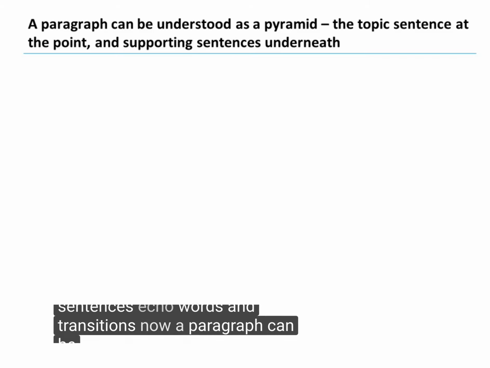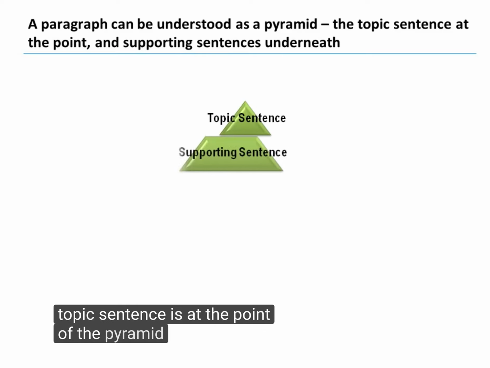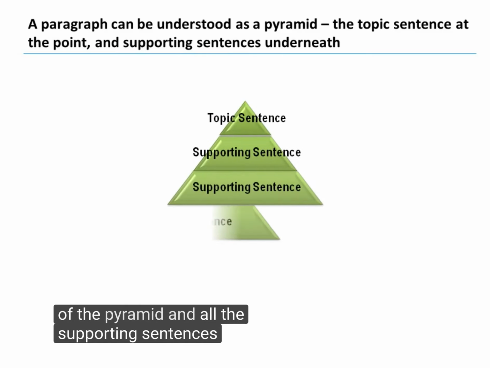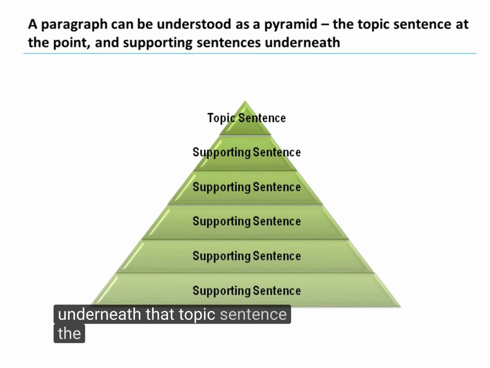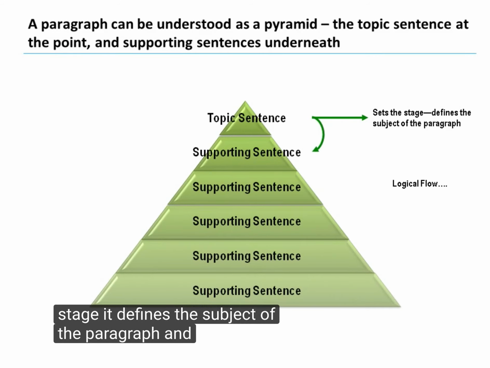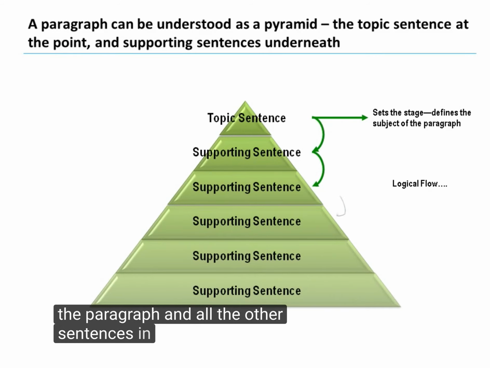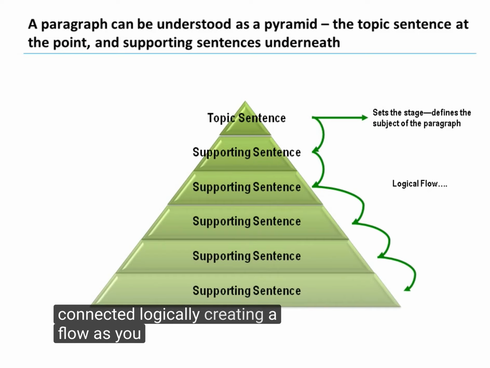Now, a paragraph can be understood as a pyramid. The topic sentence is at the point of the pyramid, and all the supporting sentences are underneath that topic sentence. The topic sentence sets the stage. It defines the subject of the paragraph. And all the other sentences in that paragraph are connected logically, creating a flow as you read.